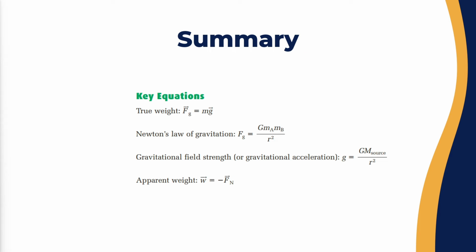A summary for the gravitation section. True weight, we discussed, equals the gravitational force, which equals mass times gravitational acceleration. Newton's law of gravitation: Fg equals the gravitational constant times the mass of object A times the mass of object B, over the square of the distance between mass A and mass B. Gravitational field strength g equals the gravitational constant times the mass of the source over the distance squared. Apparent weight equals minus the normal force.